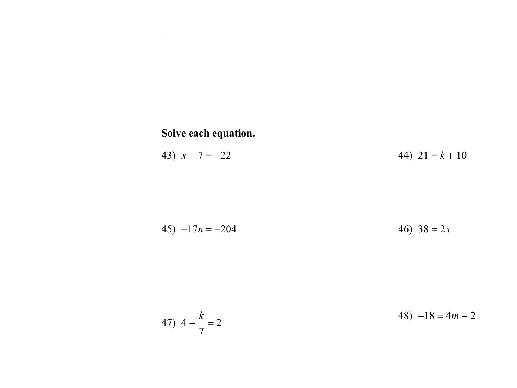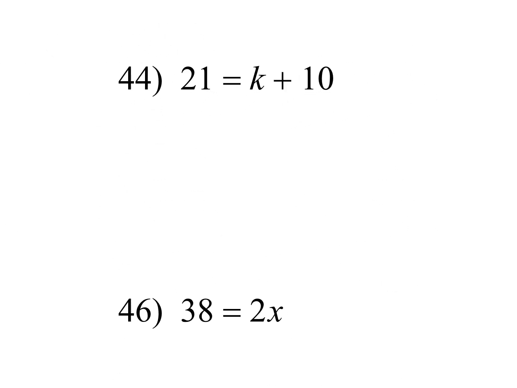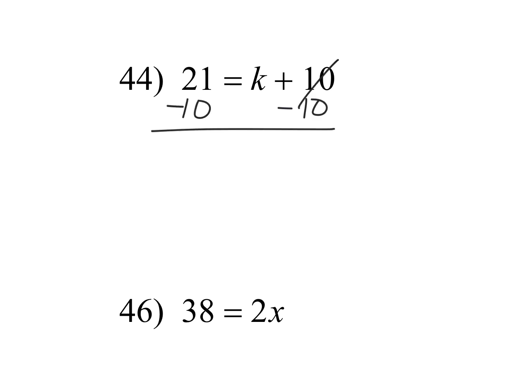Moving on, we're doing evens. We want to solve. What does it mean by solving each expression? What does it mean to solve? What's the goal? We want to get the variable, in this case, k by itself. So what's the one step we got to do to get k by itself? Subtract 10. So I have 21 minus 10. 11 equals k. That's your answer.